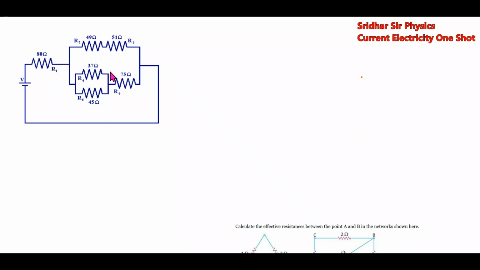Now we have the circuit like this. We have to calculate the total resistance of this one. Let the EMF applied be 10 volt. How are these resistors connected? These two resistors are in series. These two are in parallel, and that effective is in series with this one.